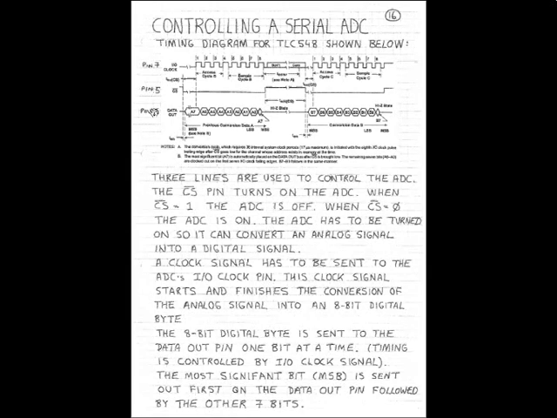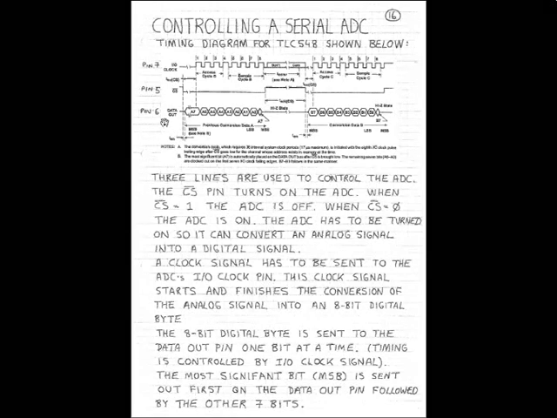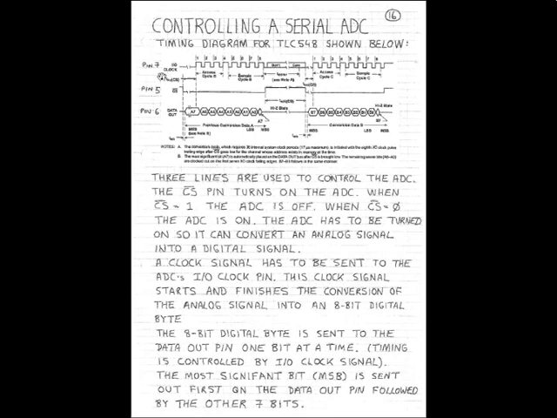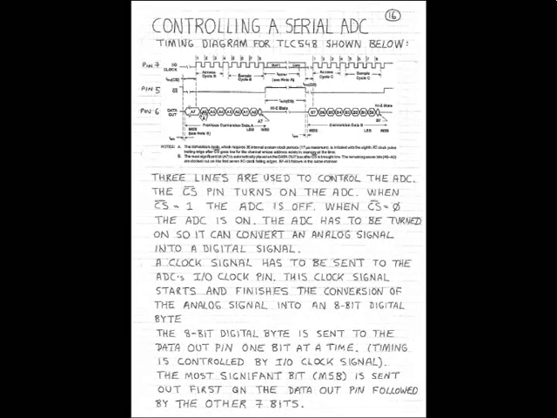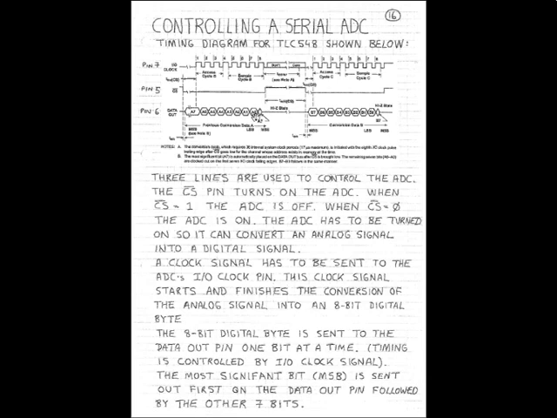So pins 5, 6, and 7 are used to control the analog to digital converter, and they have to be wired to the PIC microcontroller to get the data to come into it. So what's happening is data is being sent one bit at a time, as shown here, to the PIC microcontroller, and has to be read in one bit at a time, stored in the PIC microcontroller, and then reassembled into an 8-bit value. So that's how you control the serial ADC.